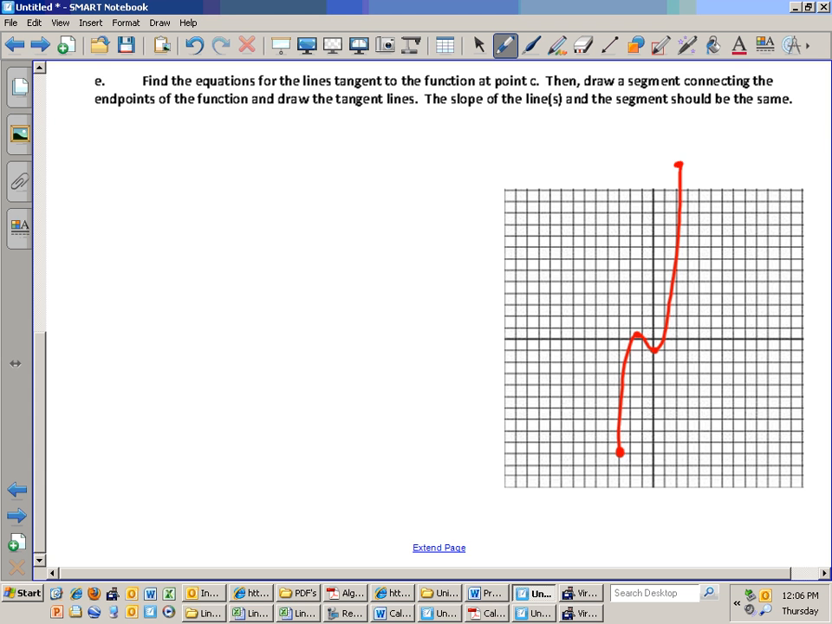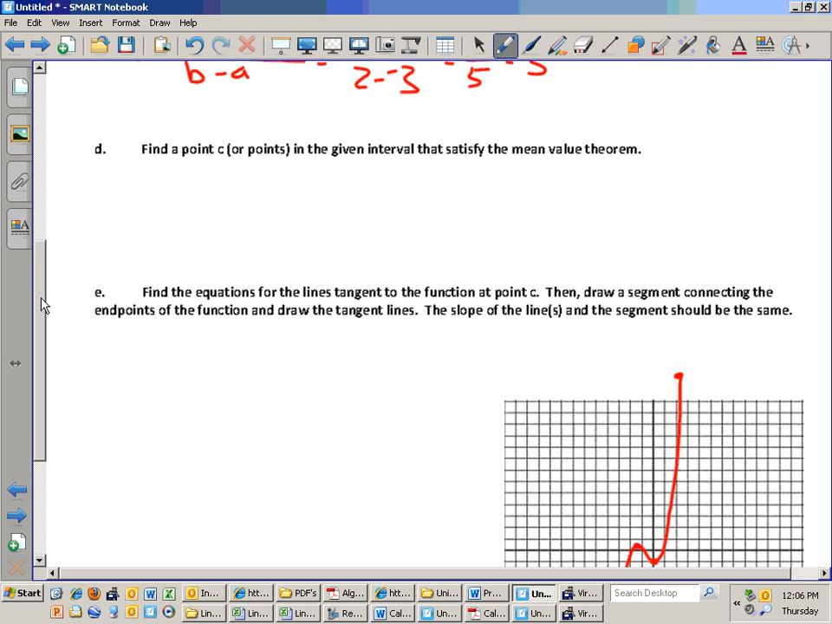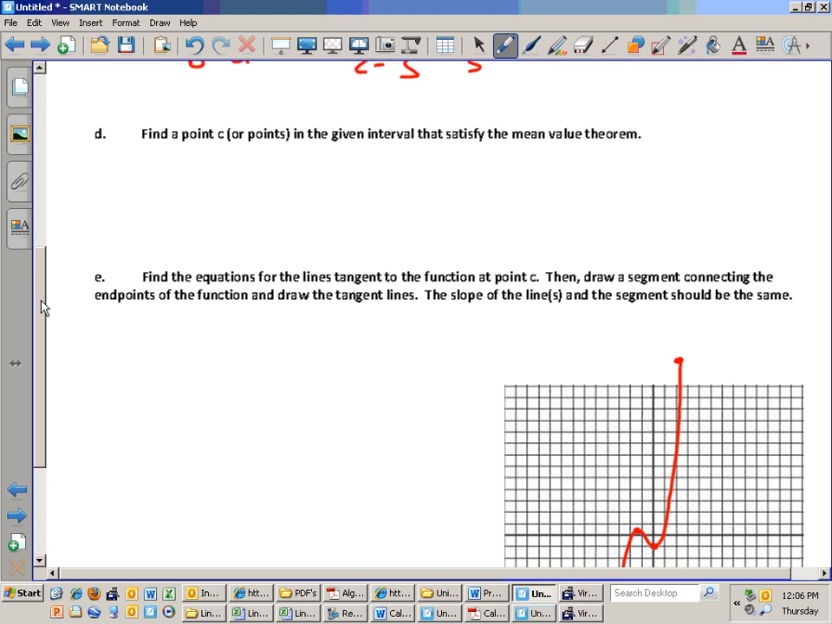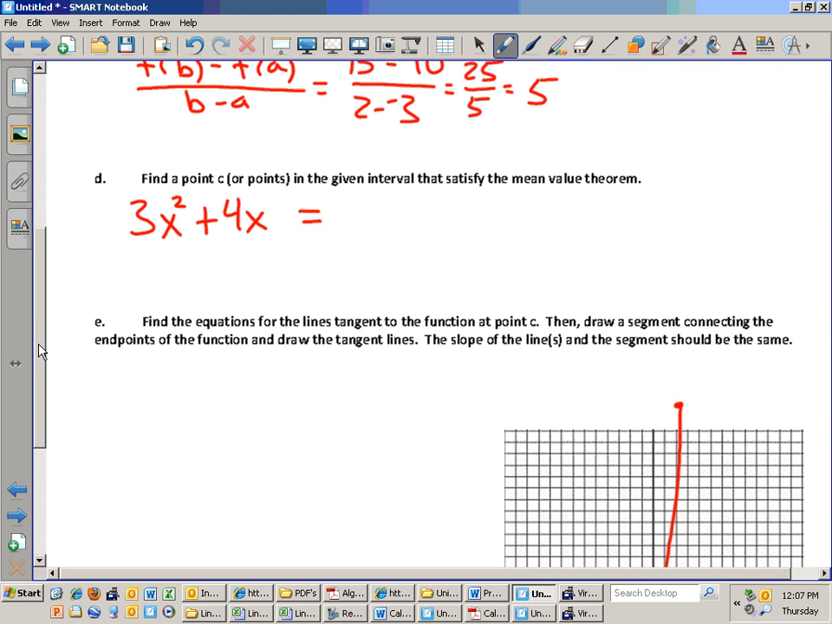Now, if I asked you to do that again, you guys could all do that, right? This is where it's supposed to all come together now, okay? What we've been doing. It says find a point c or points on the given interval, -3 to +2, that satisfy the mean value theorem. Well, the mean value theorem says that the derivative is going to be equal to the average rate of change over that given interval. Well, what is the derivative? 3x squared plus 4x. What's the average rate of change over that given interval? 5.